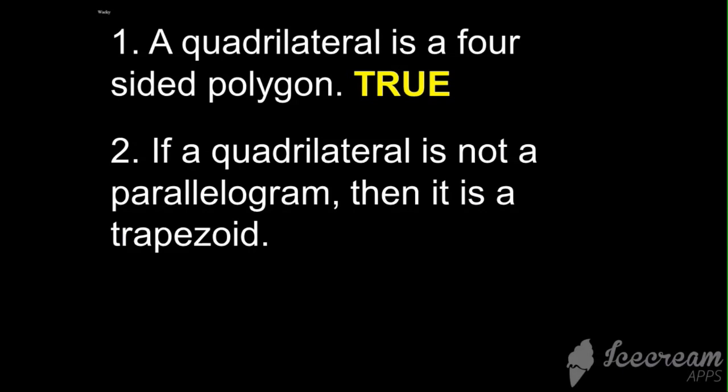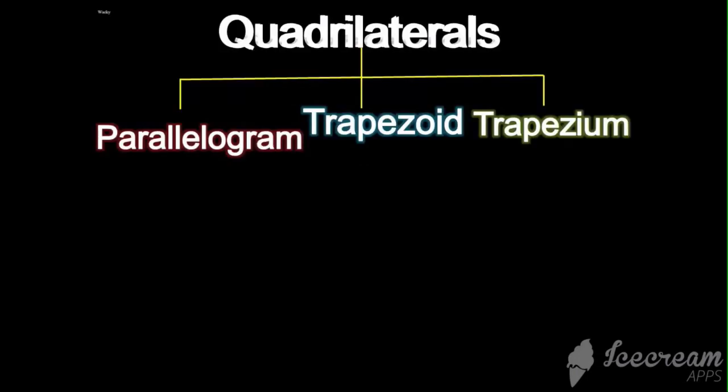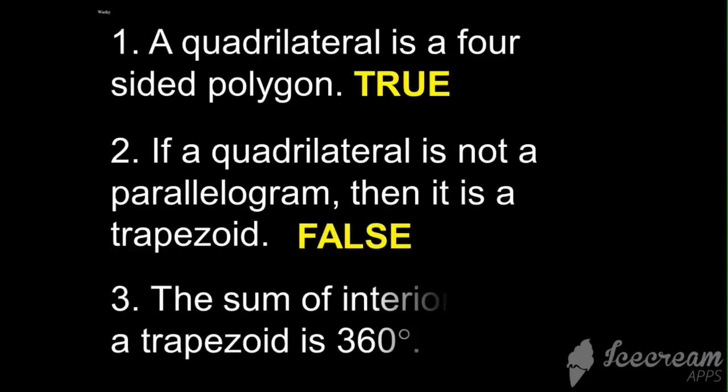Number 2. If a quadrilateral is not a parallelogram, then it is a trapezoid. The answer is false. If a quadrilateral is not a parallelogram, it doesn't mean that it is a trapezoid, because there are three classifications of quadrilateral: parallelogram, trapezoid, and trapezium.